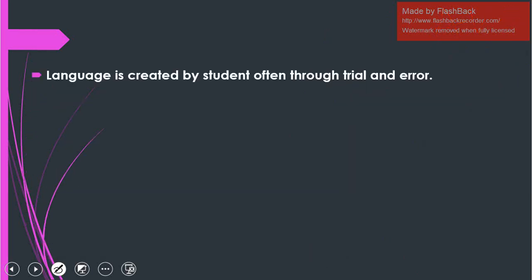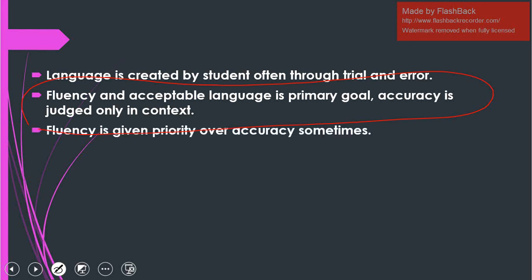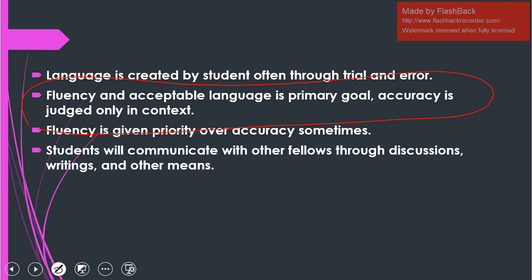Language is created by students often through trial and error. So language is created by errors. Fluency and acceptable language is the primary goal. Accuracy is judged only in context. So accuracy is given importance, but less than fluency and acceptable language. Fluency is given priority over accuracy sometimes because you need to be fluent in the real world. You don't have so much time to think about grammatical correctness or grammatical features in a practical situation. You just need to convey your message.